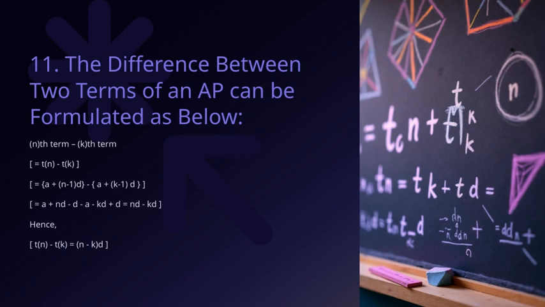This highlights how the sequence's regular spacing makes it straightforward to find differences between terms, regardless of their positions. This formula is fundamental because it connects the position of terms directly to their values, reinforcing the idea that an AP is a sequence with a constant difference, and that we can easily analyze differences between any two terms using this approach.